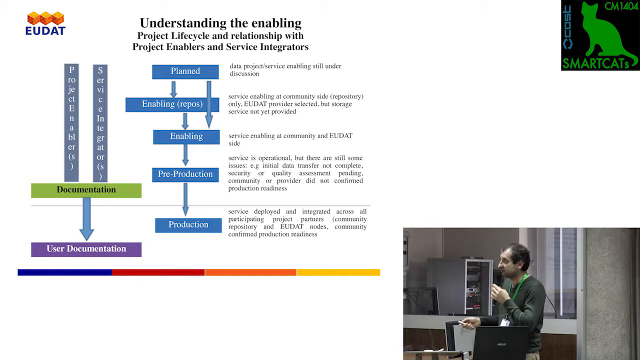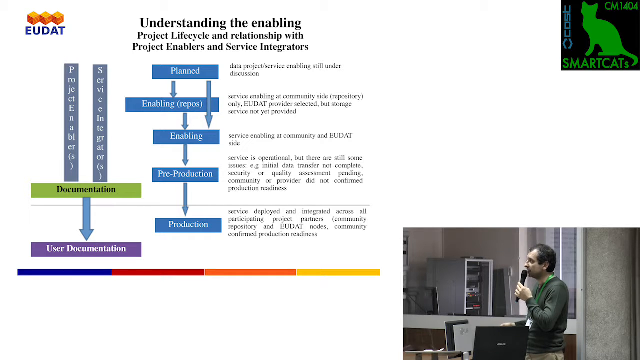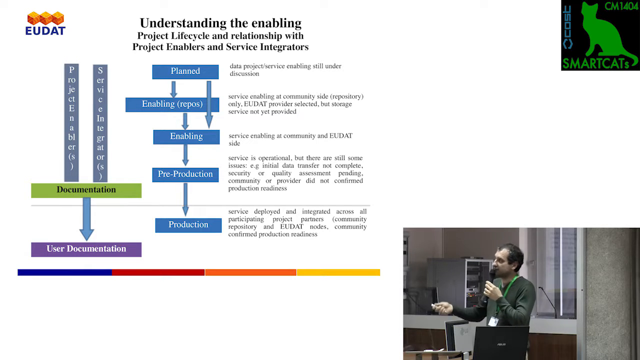So the main phases of the project are, of course, planned. Then there is the enabling. This difference is not important. And so in the enabling phase, EUDAT allocates the resources, like storage. Then we move into the pre-production. At the end, we are in production. As you can see, in the first phase the role of the project enabler is important during the planning of the project. And at the end, the role of the service integrator is important, where you are moving near the pre-production environment phase.